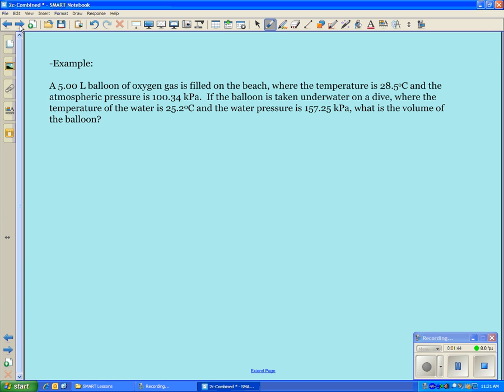So let's do one example looking at all of those different variables together. A 5-liter balloon of oxygen gas is filled on the beach where the temperature is 28.5 degrees Celsius and the atmospheric pressure is 100.34 kilopascals. Let's label all of those variables. So 5 liters is V1. The temperature, 28.5 degrees Celsius, is T1. We're in Celsius. We know we're going to have to convert that into kelvins. And the atmospheric pressure of 100.34 kilopascals is now P1.